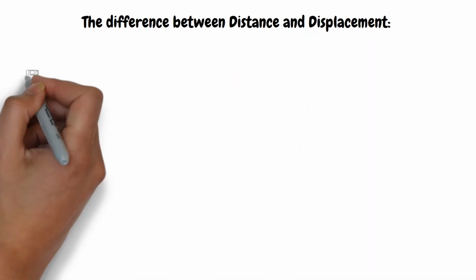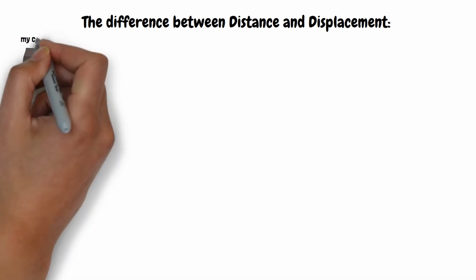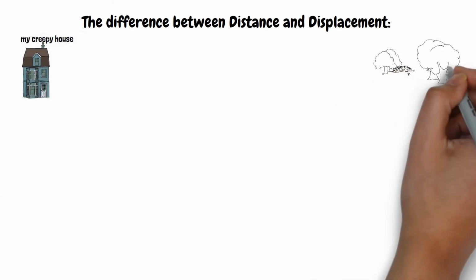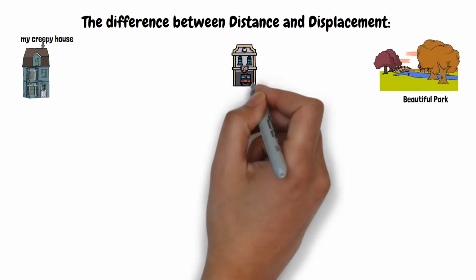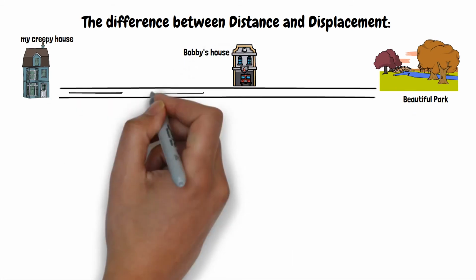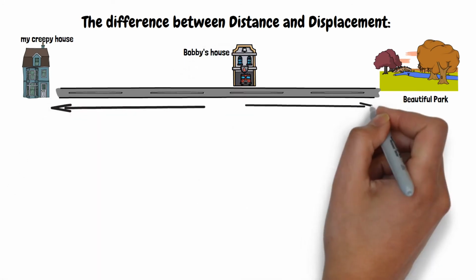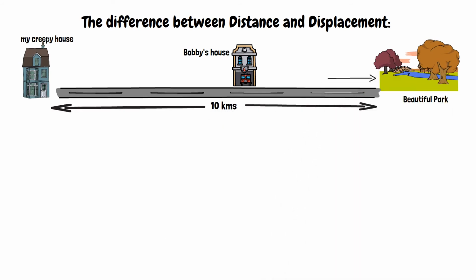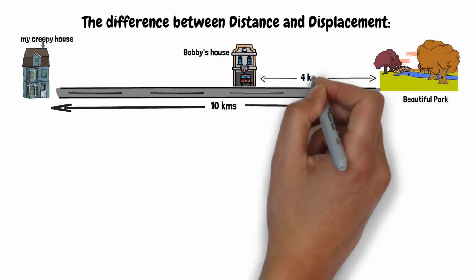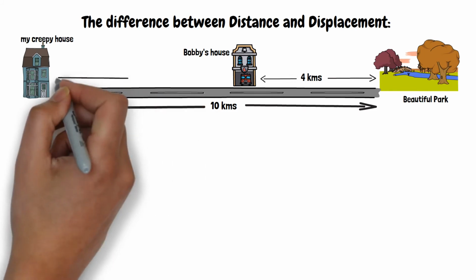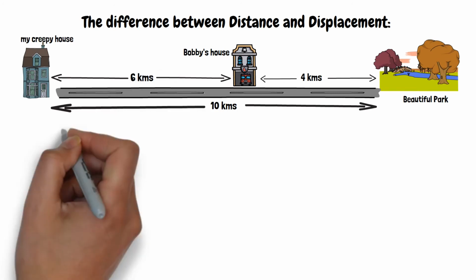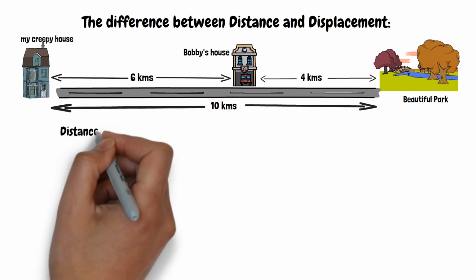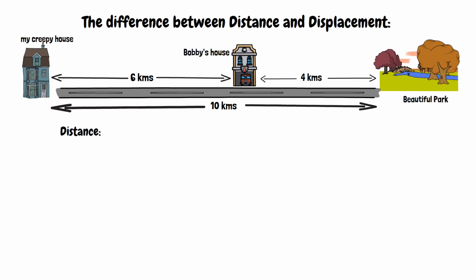I will bump this up another level just to see whether you understand this or not. So here's my creepy house. I will add in a park this time and also Bobby's house. For me to get to the park, it takes 10 kilometers. From the park to Bobby's house, it takes 4 kilometers. And from Bobby's house to my house, it takes 6 kilometers. I will be providing you some questions, so please pause the video if you need extra time.